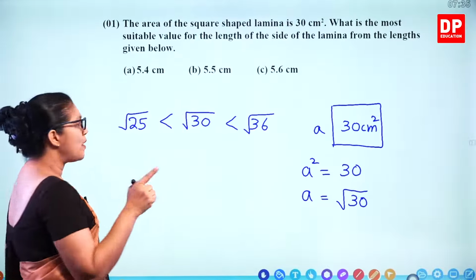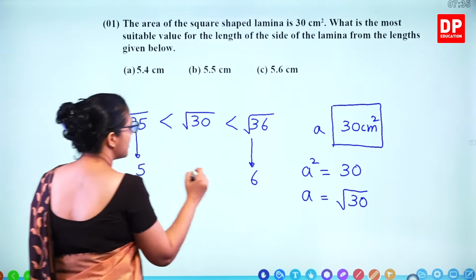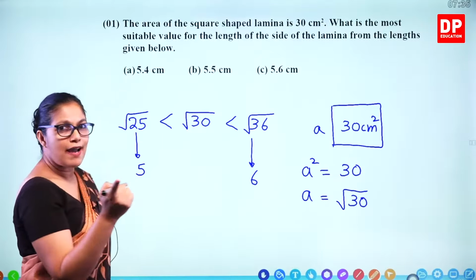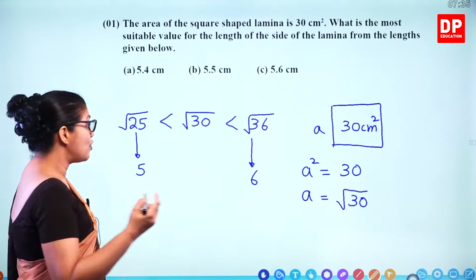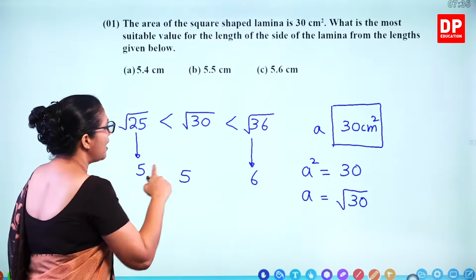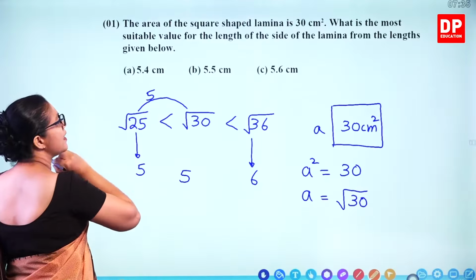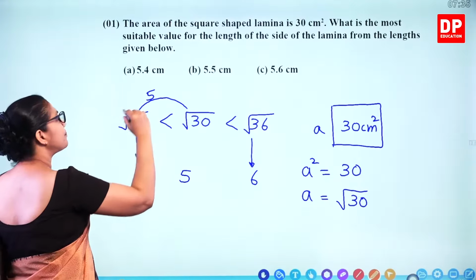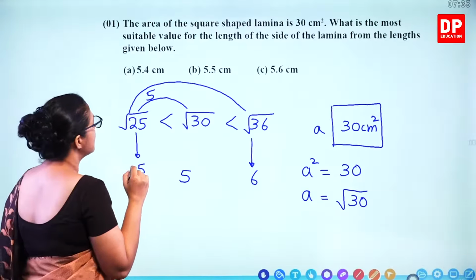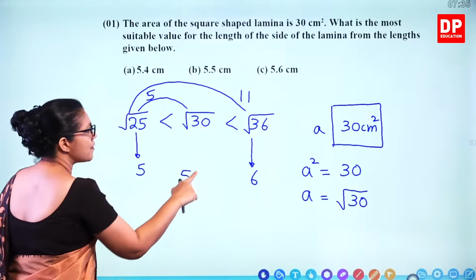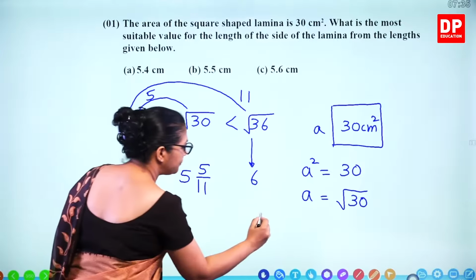When you take the square root of 25, that's 5. Here, 6. So the value is in between 5 and 6. So 5 point something. All the values given are 5 point something. Now we need to find out which number is suitable. So how do you do that? We take the difference: 30 minus 25 is 5. What's the difference between 25 and 36? That's 11. So as a fraction, you can write this as 5 over 11.